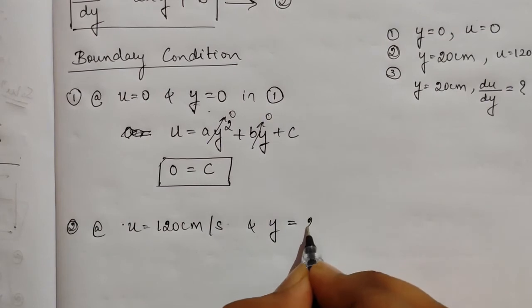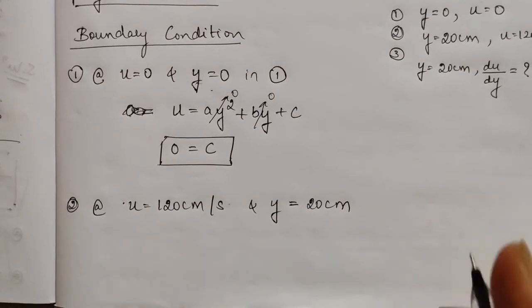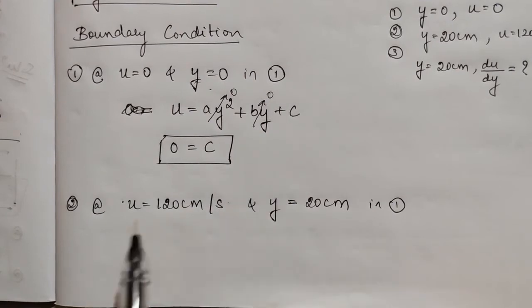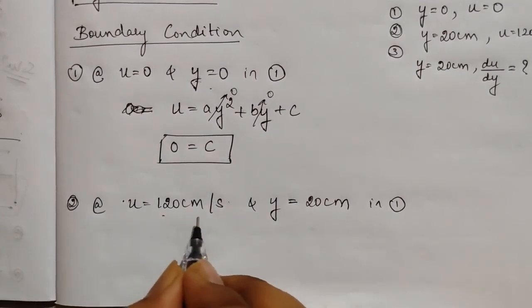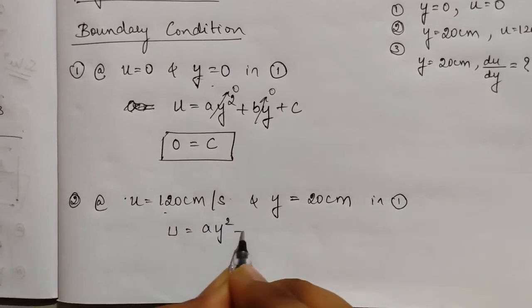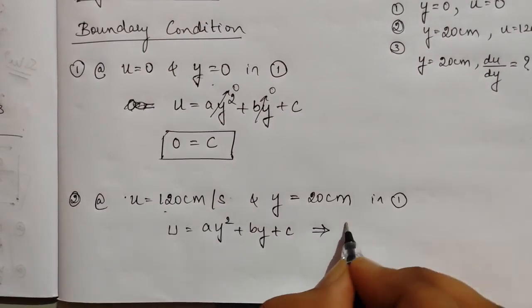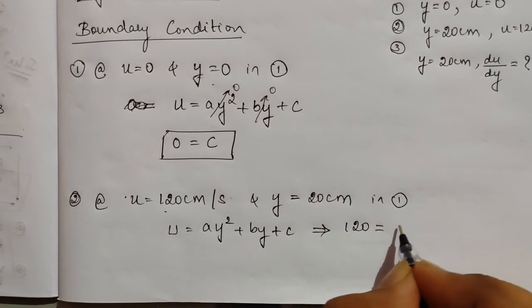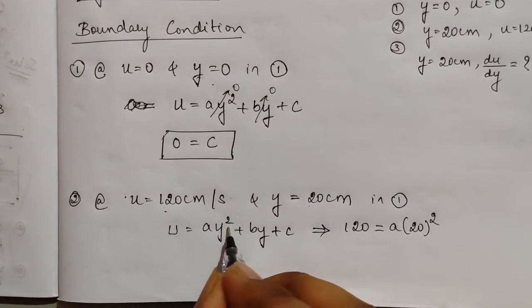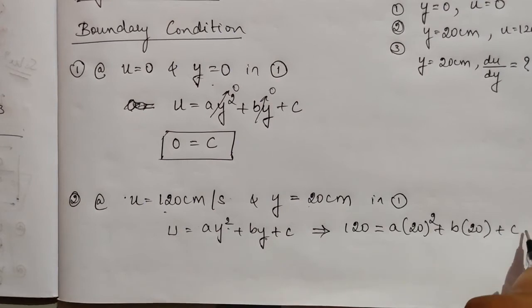It is 20 centimeter. So both are in centimeter, no need of conversion in equation number 1. So take the same equation number 1. When u is 120 centimeter per second, u is equal to ay square plus by plus c, which implies 120 is equal to a into 20 square plus b into 20 plus c.